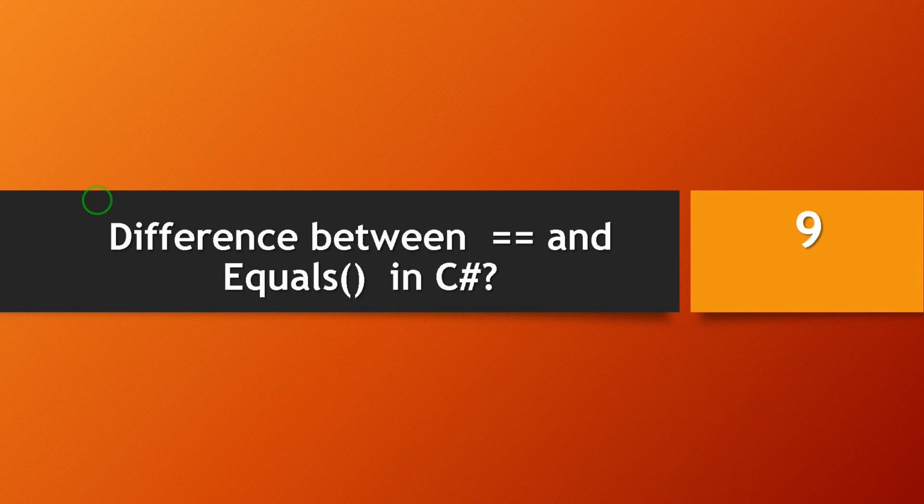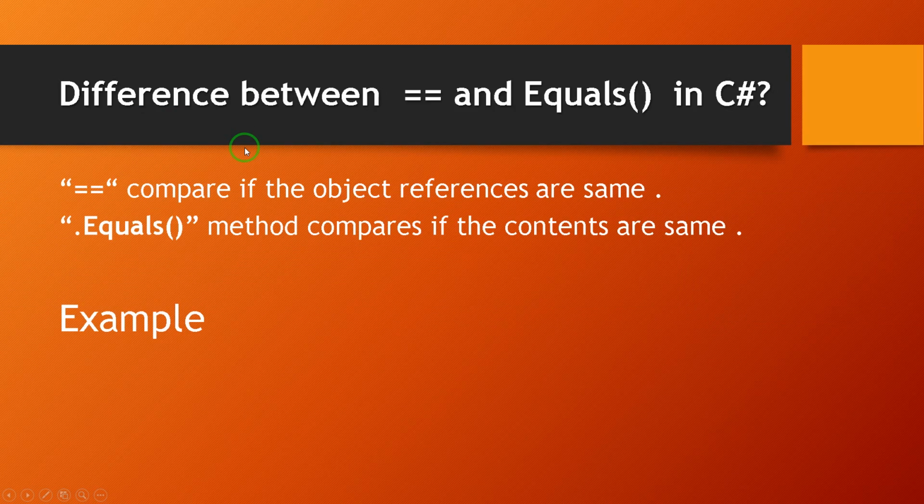Topic for today's session: difference between equal to operator and equal method in C#. In this session we will learn what are the differences between equal to operator and equal method in C#. Equal to operator compares if the object references are same, and equal method compares if the content are same. Let's check with an example.